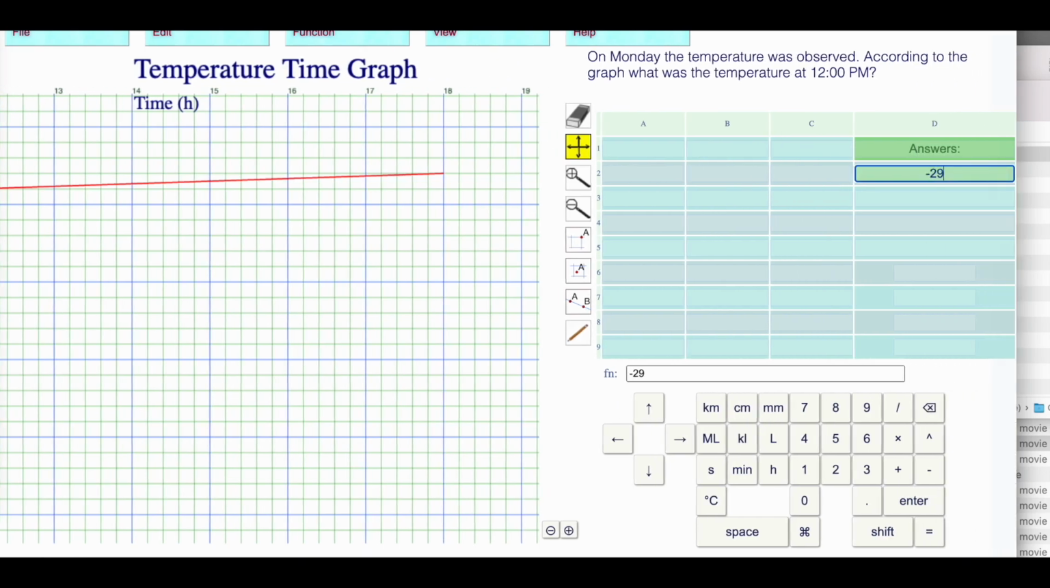Negative 29 degrees Celsius. Click on degrees Celsius. You can put a space between the degrees Celsius or not. I like to put a space. And then press enter to see if you're right.